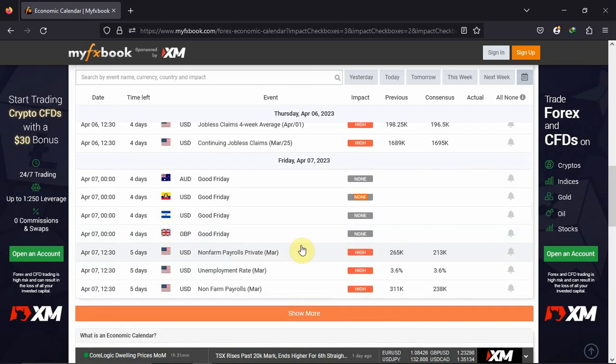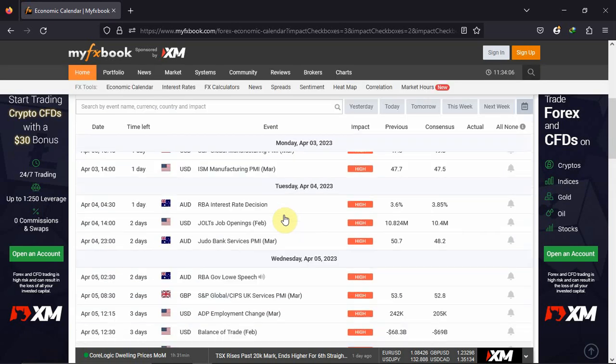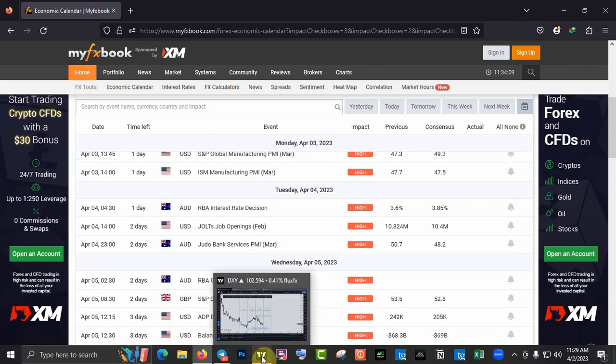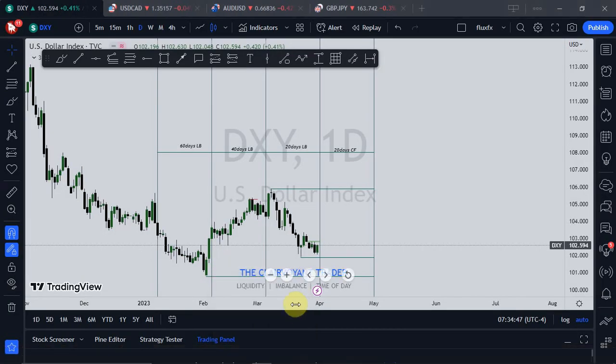Definitely on Easter Fridays, most banks don't open. It's either they open or they do half day. But let's see what happens on Friday. So that is just that for the economic news calendar. Let's delve into the chart and see what the market has for us technically.